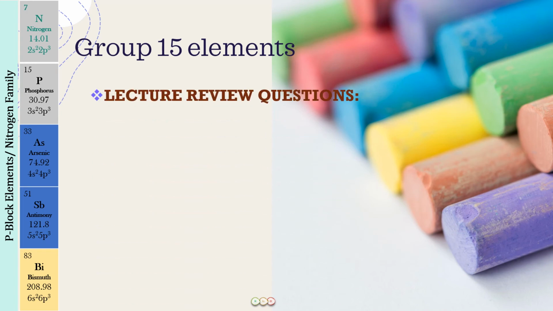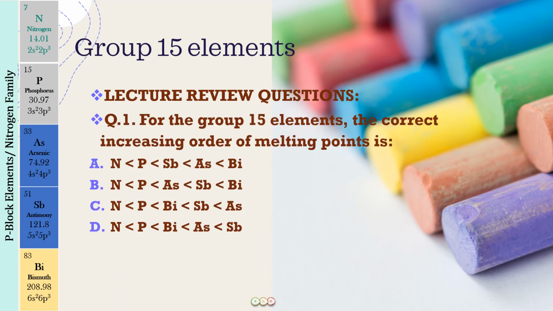So now this is the end of today's discussion, but we are going to see a few lecture review questions, which will help you recap today's lecture and see the most important points. Question number 1: for the group 15 elements, the correct increasing order of the melting point is, and the choices are given. I would like you to first choose your option and then look at the solution.